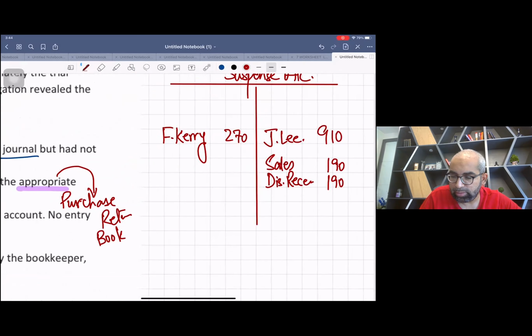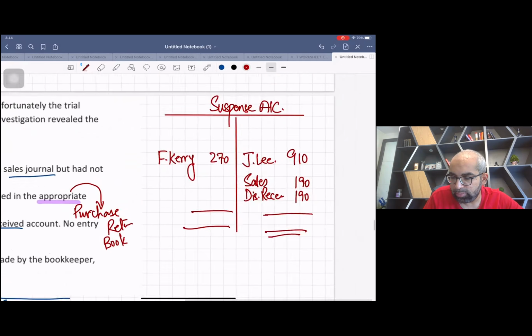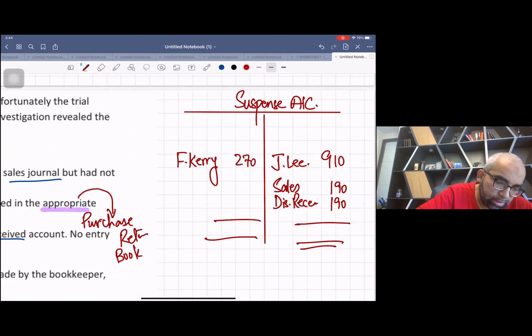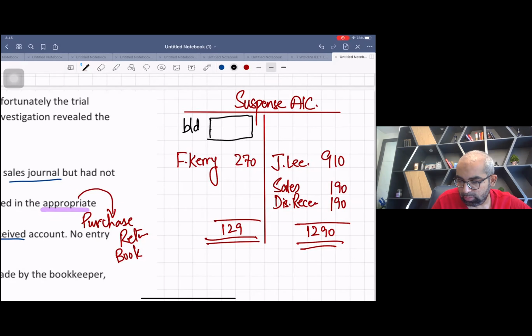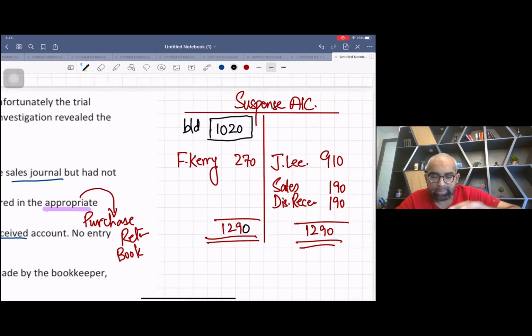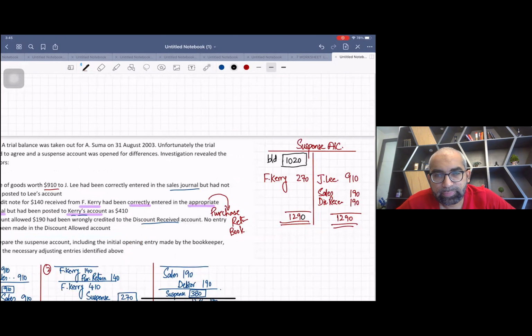So I think this credit side is heavier and debit side is lesser. So it's 910 and 380. 910 plus 380 is 1290. This side is heavier. Same, right? 1290 here. And now you will have a balancing figure here. 1020 on the debit side. Okay, so this is the end of your question.